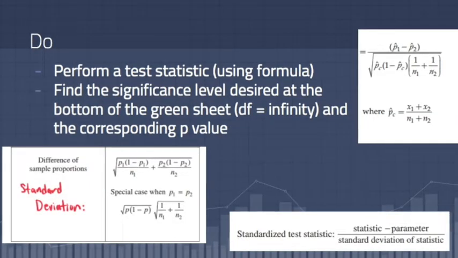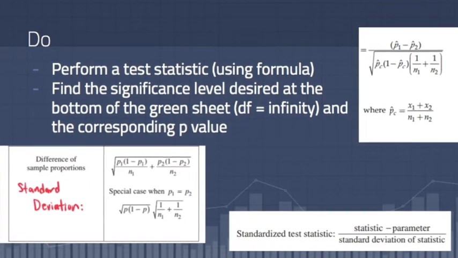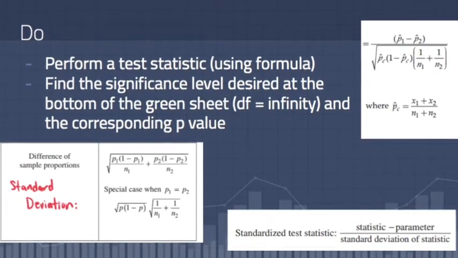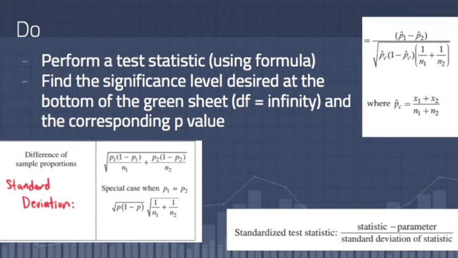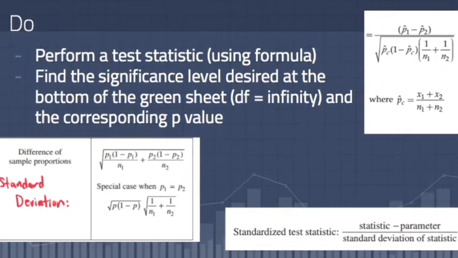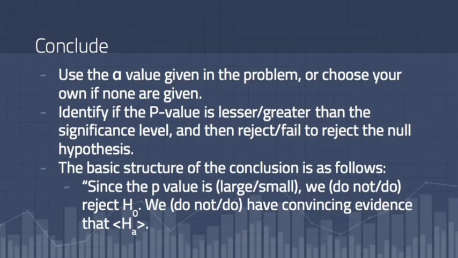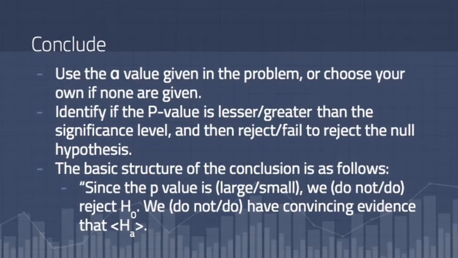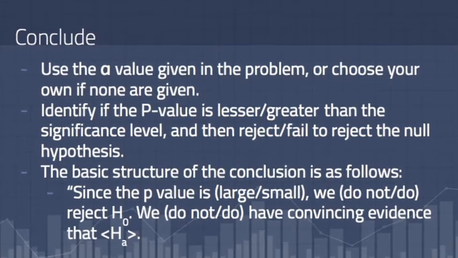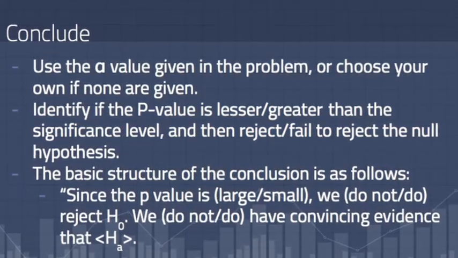The do portion of the two-sample test is the same as that for a one-sample test, just with a different formula. Keep in mind that the formulas on the left only give the standard deviation of the sample. You'll still need to plug the value you get from that into the standardized test statistic to get your p-value. Finally, remark on what the p-value indicates for the null and alternate hypothesis. The conclusion for a two-sample significance test follows the same procedure as the conclusion for a one-sample test.